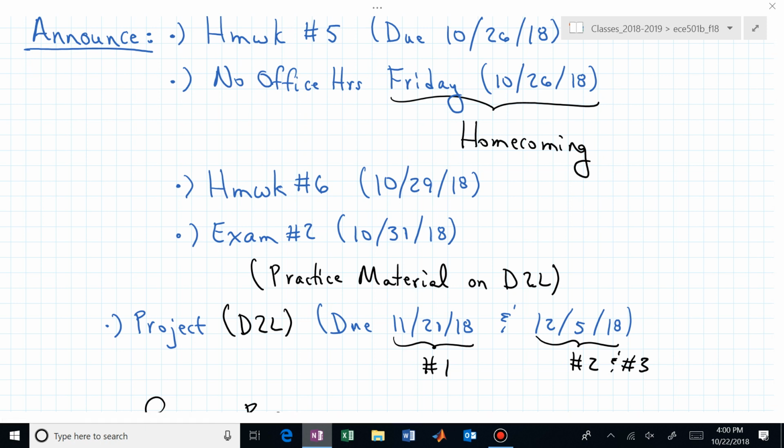Homework number 5 is due on Friday. Homework number 6 is due a week from today. And our second exam is a week from Wednesday, if I'm keeping track of the dates. And this is homecoming week, if you didn't know, which means that things get shuffled a little bit, but I won't be in office hours on Friday, on that Friday morning.